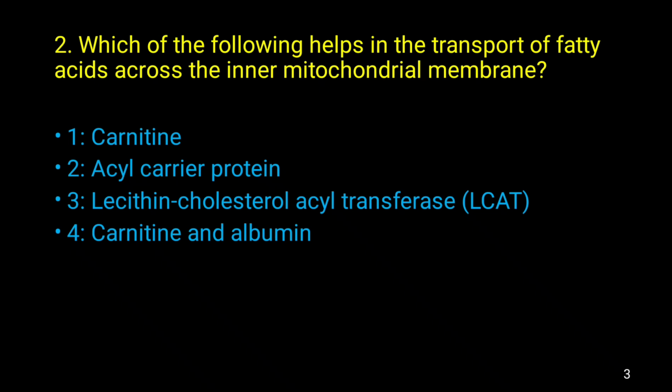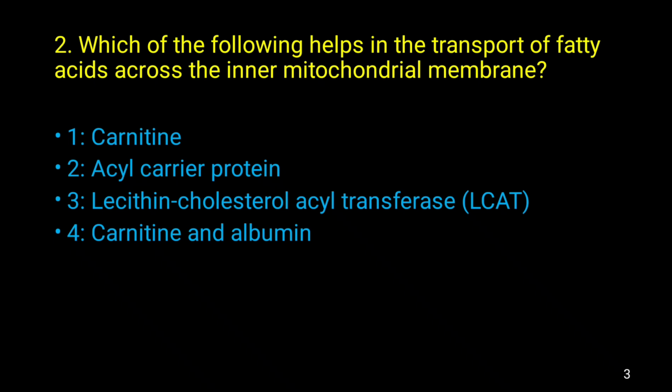Now another MCQ: which of the following helps in the transport of fatty acid across the inner mitochondrial membrane? You have to remember that beta oxidation of fatty acid typically occurs inside the mitochondria, in the matrix. This fatty acid needs to be transported across the inner membrane as well as the outer membrane of the mitochondria. The inner membrane of the mitochondria is not permeable to fatty acid, so it needs to be transported, and that transportation occurs with the help of particularly two proteins, CAT1 and CAT2, and in between those two proteins there is a translocase.